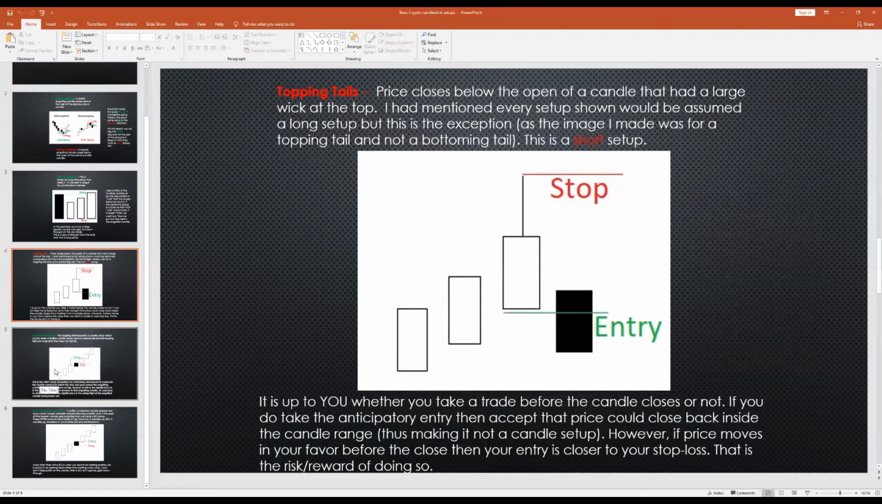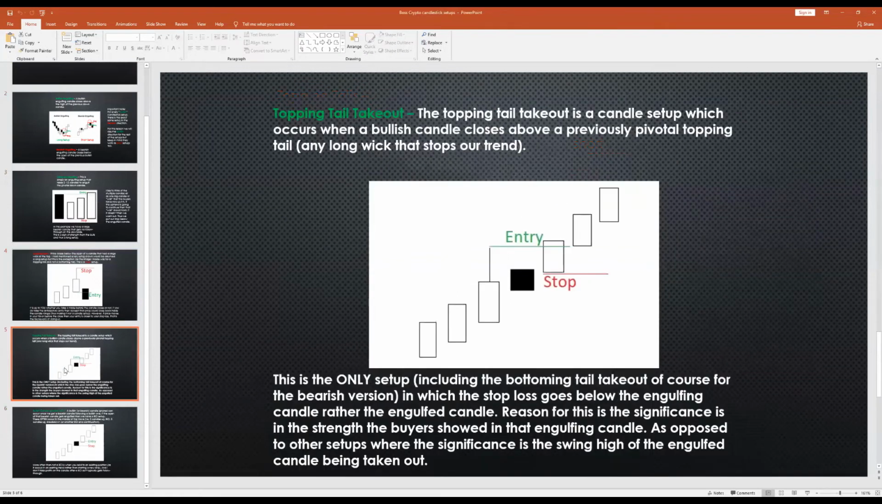Okay. And then in addition to topping and bottoming tails, we have their takeouts, which is very similar. The topping tail takeout is a candle setup which occurs when a bullish candle closes above a previously pivotal topping tail, right? So in this example, we have a big wick here at the top of this candle. Right, price stalls, and then price takes out that wick, okay?